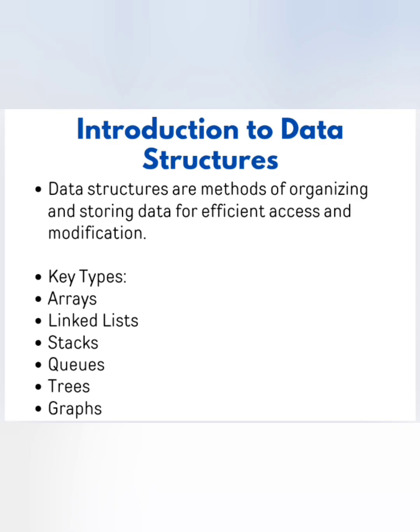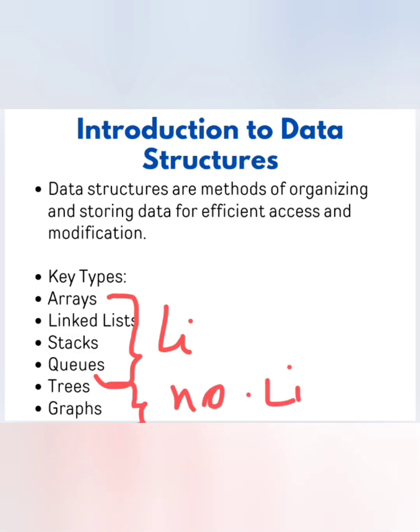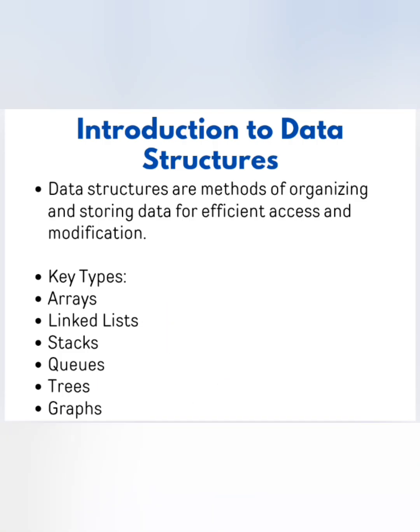In that, array, linked list, stack and queue are the linear type of data structure, and tree and graph are the non-linear type of data structure. So in this video we are looking at which data structure uses which operations for performing on data.